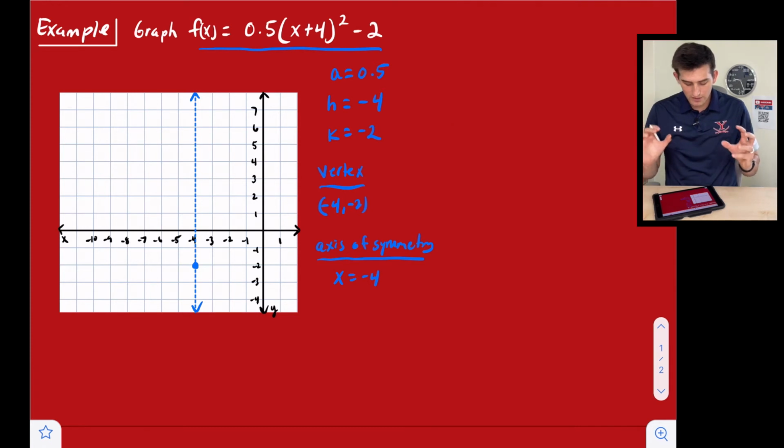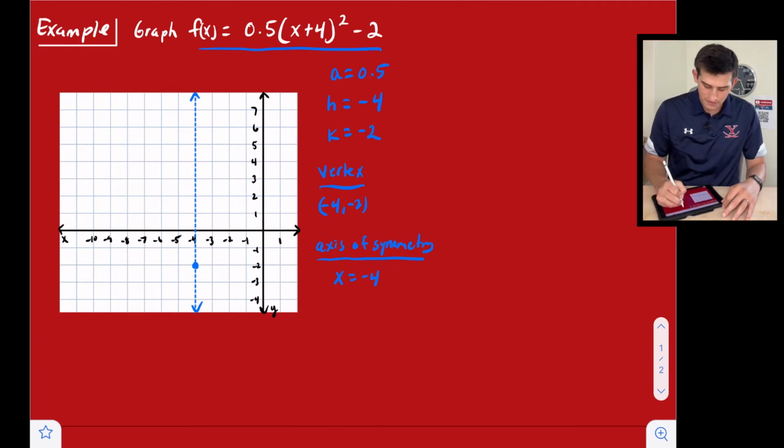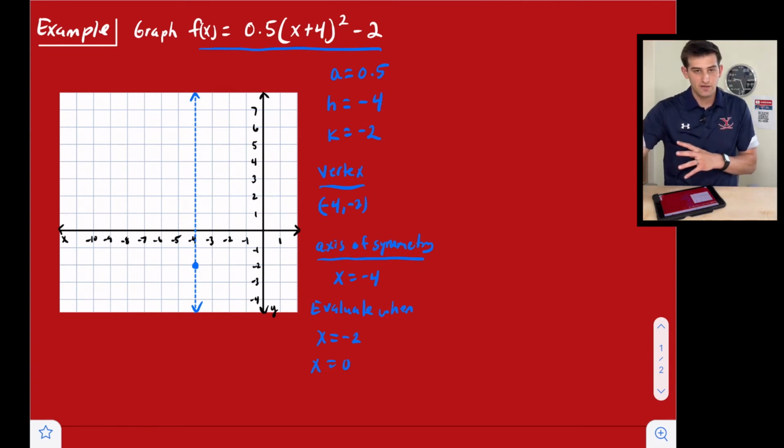So if I look at my equation, I notice I have a 0.5 in there. I'm going to be multiplying by 0.5. So what I'm going to do is choose two even numbers to plug in for x so that when I'm multiplying by 0.5, I'm not going to have to work with a fraction. So let's evaluate. We're going to evaluate when x is equal to negative 2 and when x is equal to 0. So that's negative 2 and 0, right? So those are two x values that are to the right of my vertex.